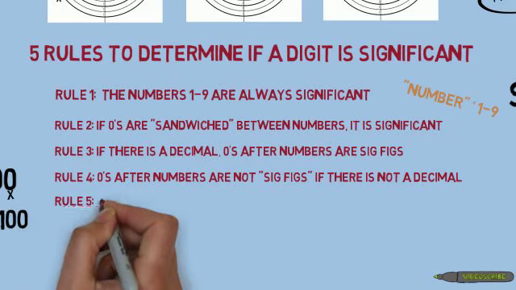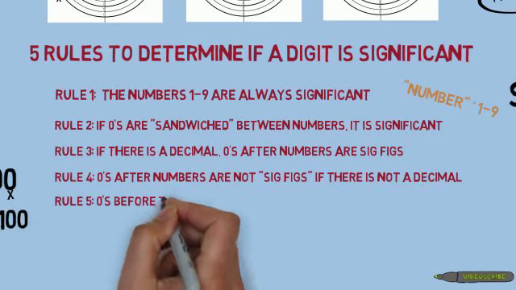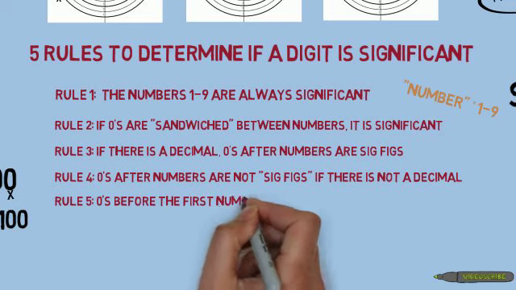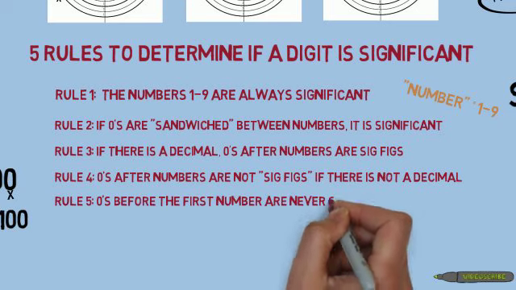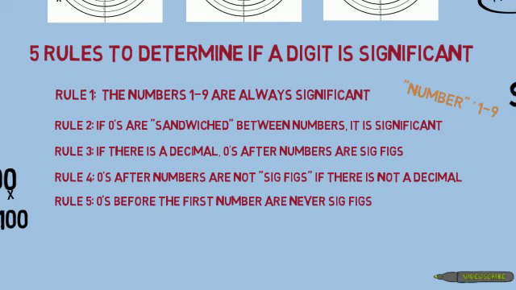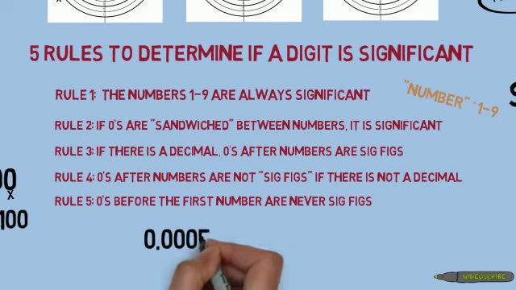The last rule states that zeros before the first number are never significant. Not if there's a decimal, not if there's not a decimal. It's not significant during the summer, it's not significant during the winter, not with a fox, not on a box. Zeros are never significant if they come before the first number. So that means the number 0.000567 has 3 significant figures, the 5, 6, and 7. All the zeros before the 5 are not significant.